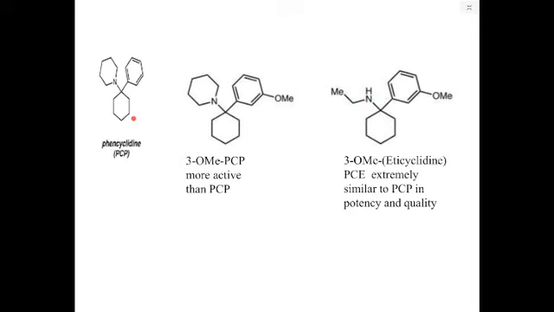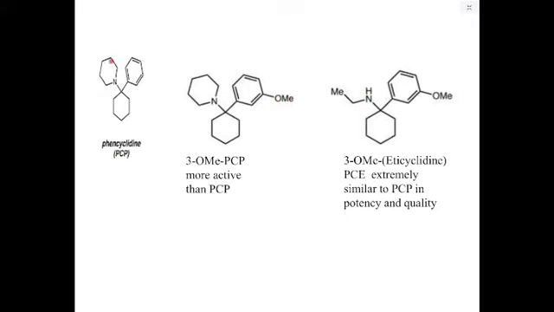It can be structurally modified on the phenyl ring again to have a methoxy group. So the also meta methoxy group, or 3-methoxy PCP, which is more active than PCP. So that's an SAR. So meta substitution with the methoxy group increases hallucinogenic activity.